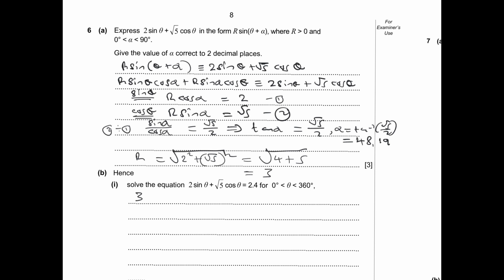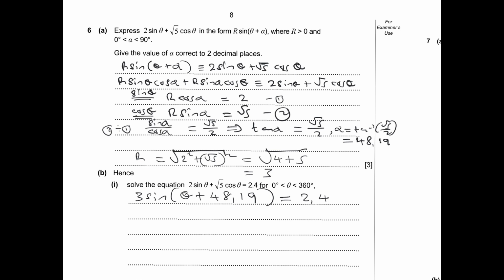3 sine of theta plus 48.19. That here is the same as this one, because that's what we have done in the first part, because this is actually a hence question. So it means what we got in the first part, we are going to use it here. So this here is going to be equal to 2.4. So that's the equation that we need to solve.